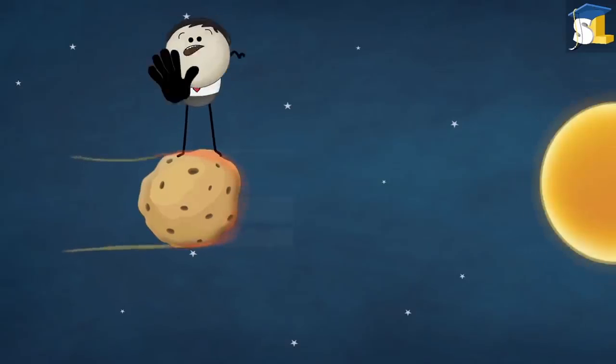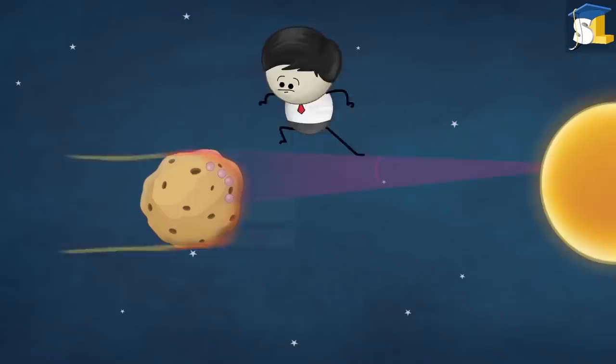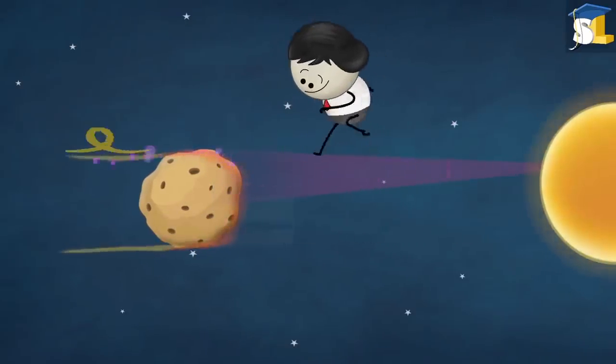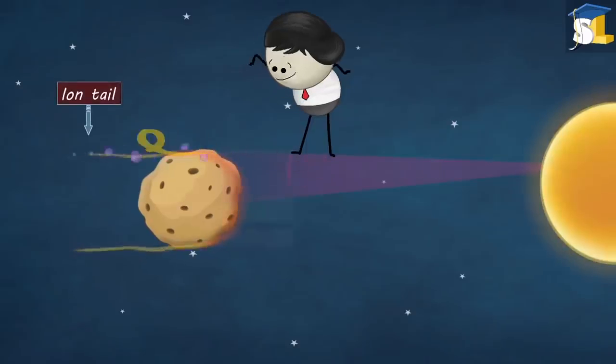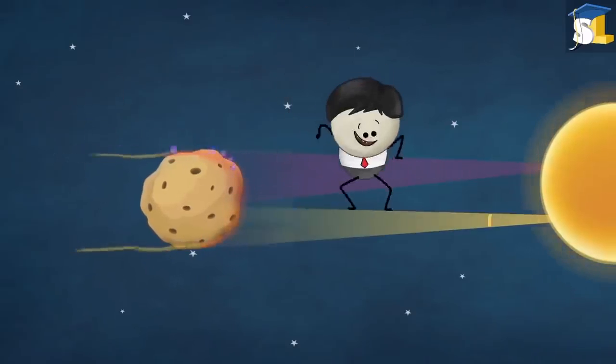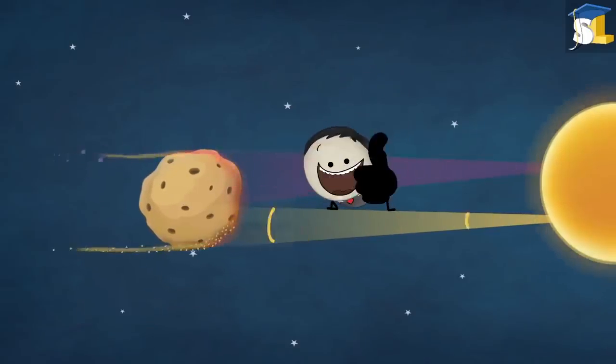Absolutely. Oh, stop bluffing. No, it is true. The ultraviolet radiations from the sun ionize the gas, and the solar wind carries this ionized gas away from the sun, forming an ion tail. Whereas, the light from the sun exerts pressure on the dust particles and pushes them away, creating a dust tail.